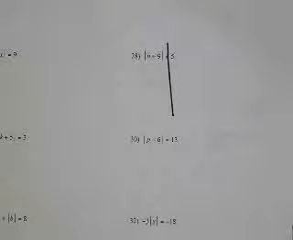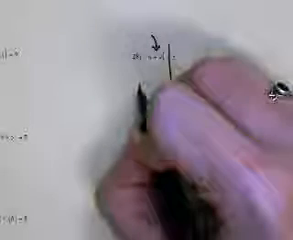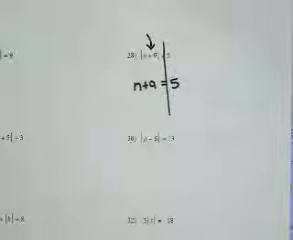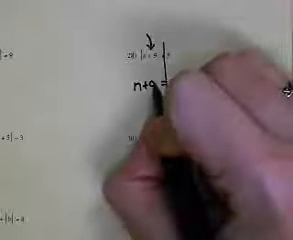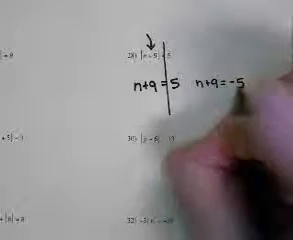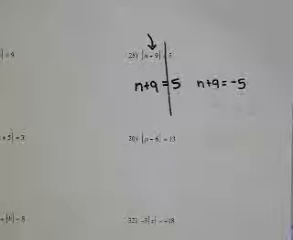Now, step number 2 is you have to write two separate equations. Remember how we said the number inside absolute value can be a positive number or a negative number? So we need to write a second equation that's n plus 9 equals negative 5. Okay, we can have a negative answer or a positive answer.